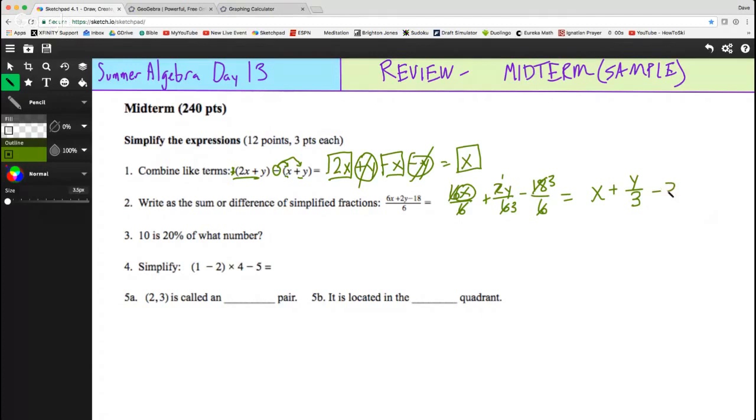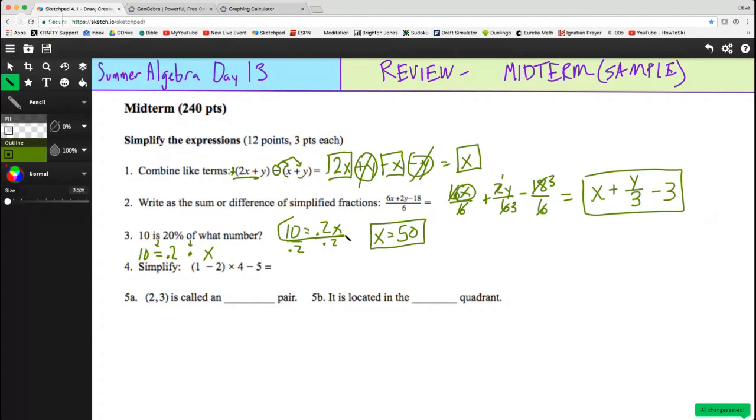Good. All right. Now on this next one, 10 is 20% of what number? Now how do we do these types of problems? Well, is equals, of is times. What number becomes x. 20% we have to convert to a decimal, 0.2, before we do our math, and we say 10. So we get 10 equals 0.2x. A lot of ways to go from here. We can multiply both sides, but really the simplest thing to do is divide both sides by 0.2, and we get x equals 50.